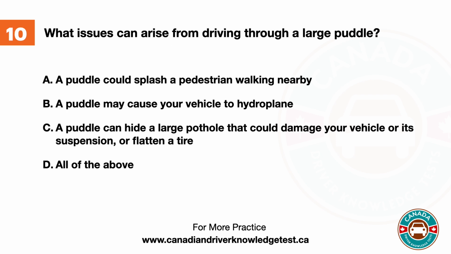Question 10. What issues can arise from driving through a large puddle? A. A puddle could splash a pedestrian walking nearby. B. A puddle may cause your vehicle to hydroplane. C. A puddle can hide a large pothole that could damage your vehicle or its suspension or flatten a tire. D. All of the above. The answer is C. A puddle can hide a large pothole that could damage your vehicle or its suspension or flatten a tire.